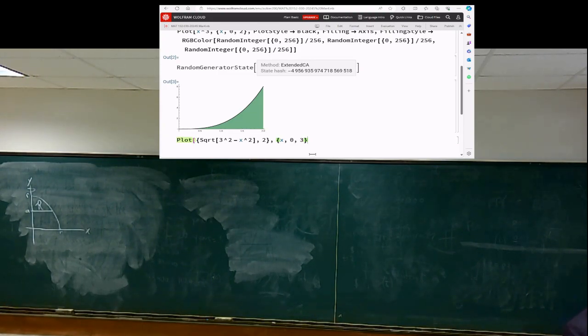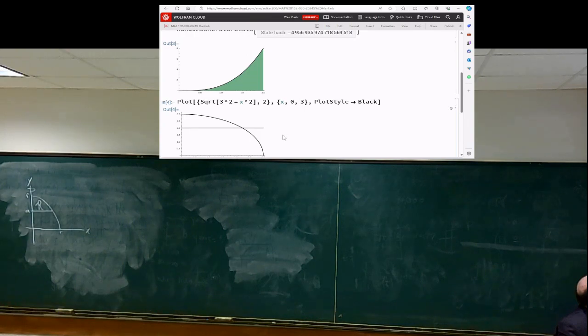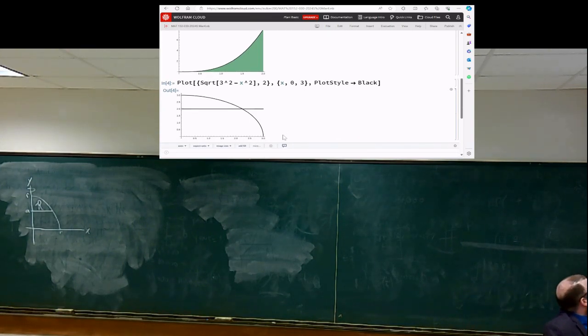Plot range should be good. I shouldn't have to worry about setting that. And what I'm going to do is, of course, just set the plot style to black. So if this is what I stop at, this is what it's going to give, right? And then our region would be this region here. But now this isn't arbitrary because we have exact values. I can fix that.